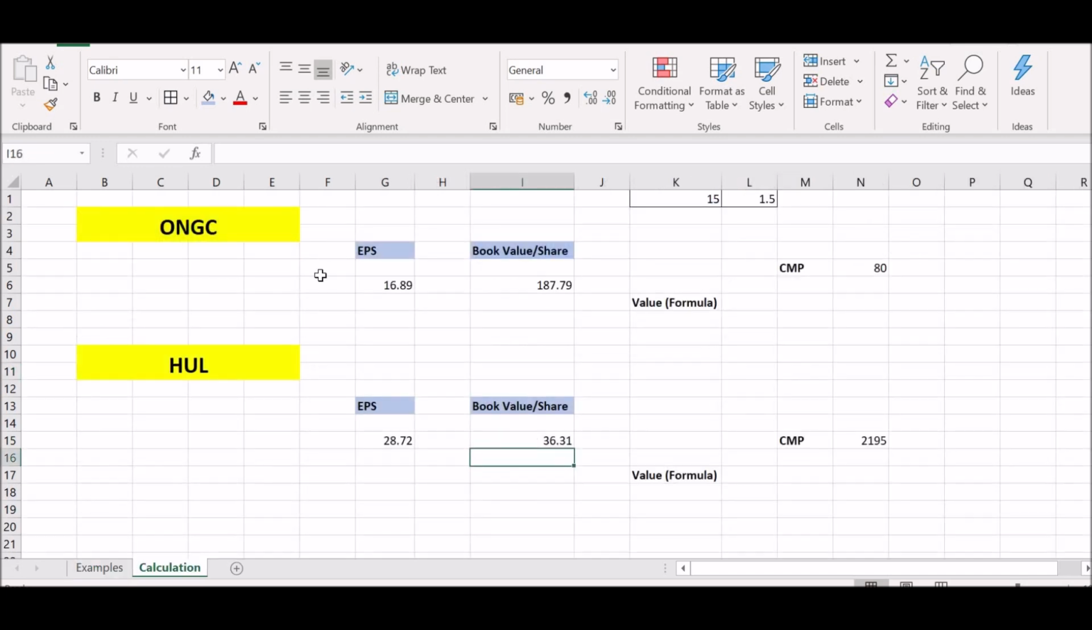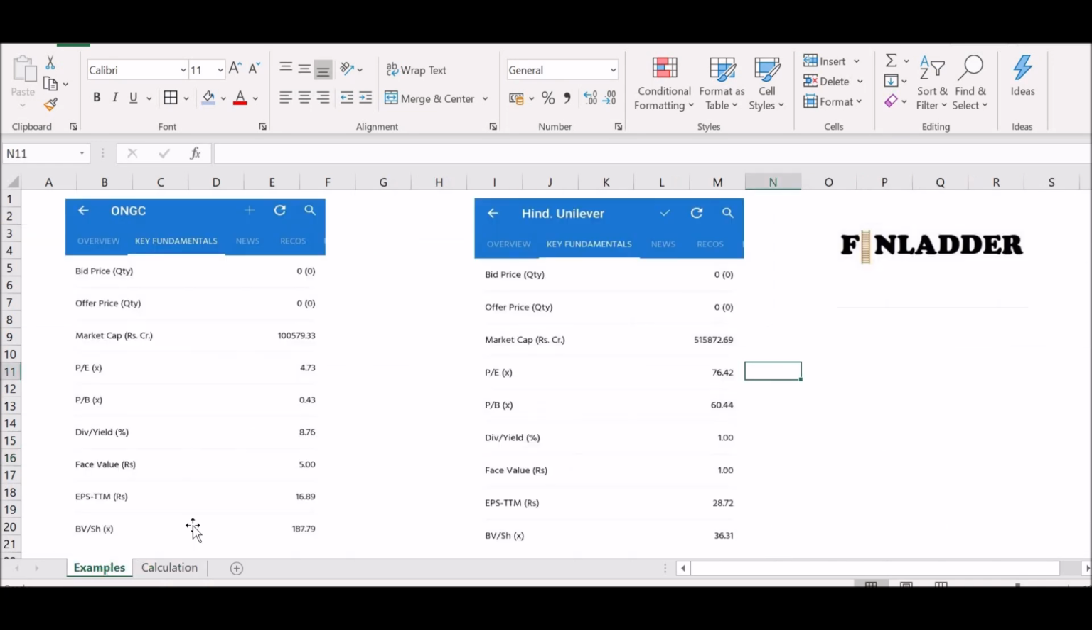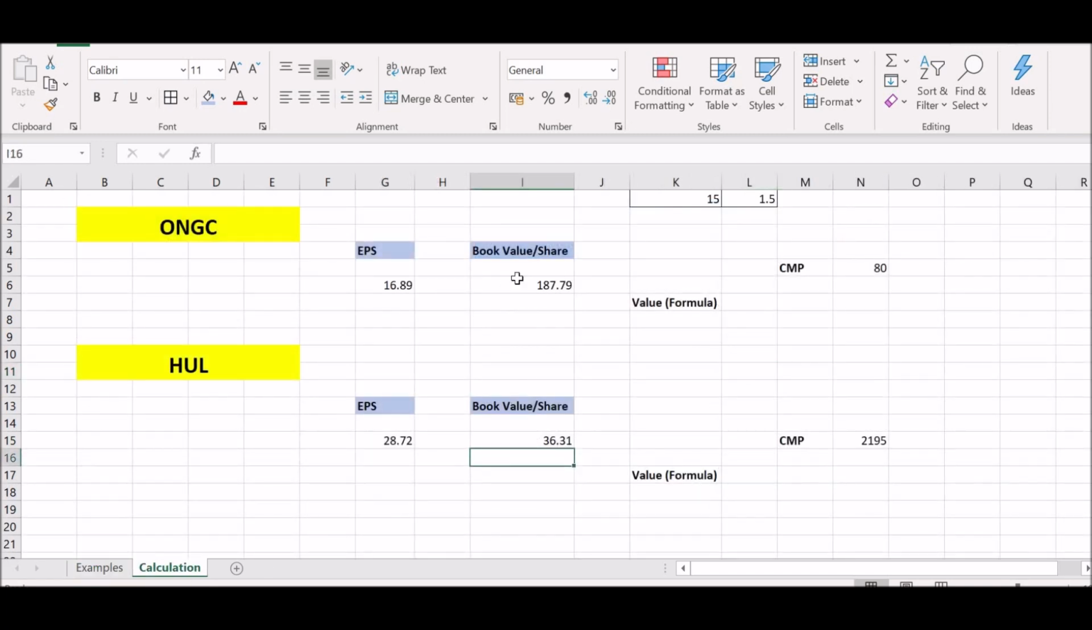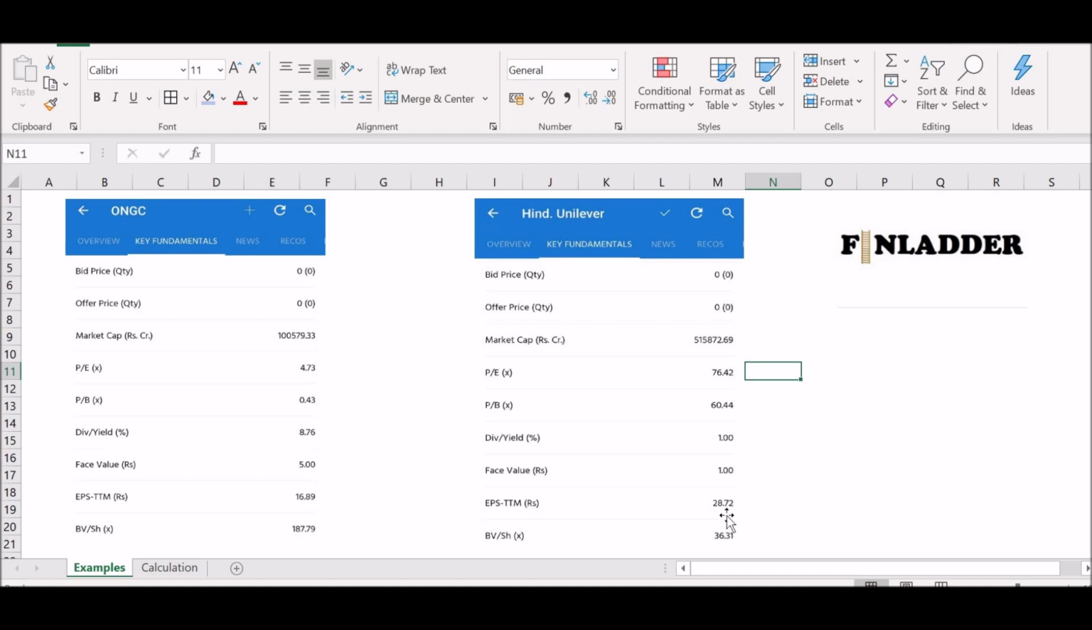Moving on to the next sheet. For ONGC, the EPS is 16.89, as we have already seen. Right at the bottom, we could see 16.89, as well as the book value per share of 187.79. So we have mentioned both the numbers here. Same for HUL, the EPS is 28.72 and the book value per share is 36.31, as noted in the last two sections.